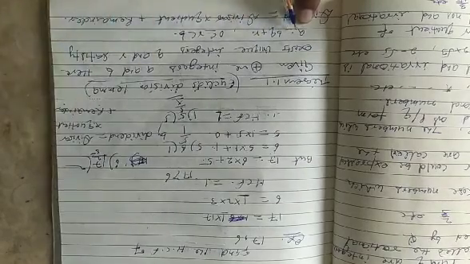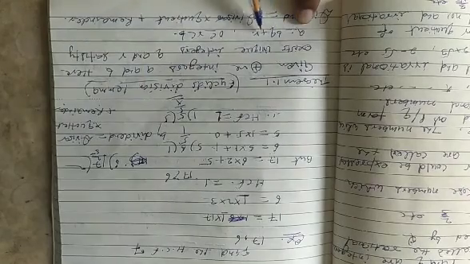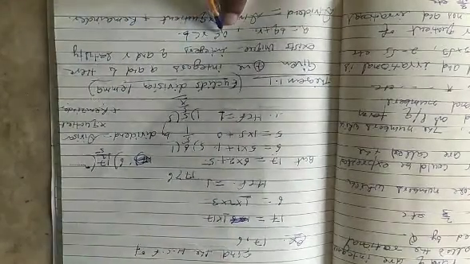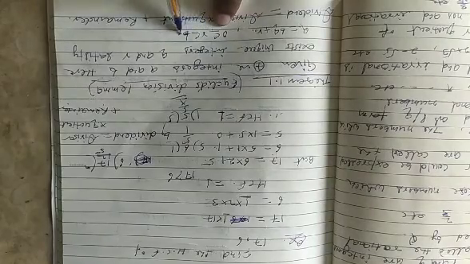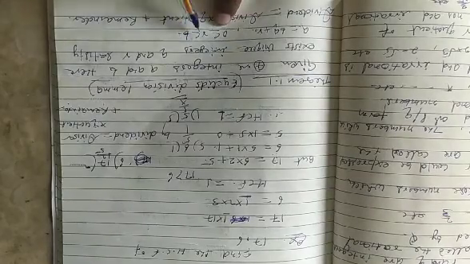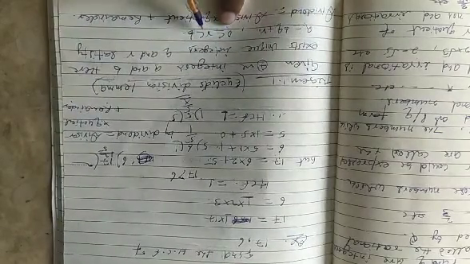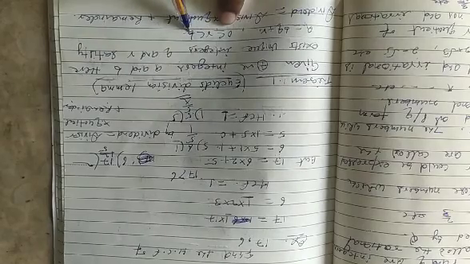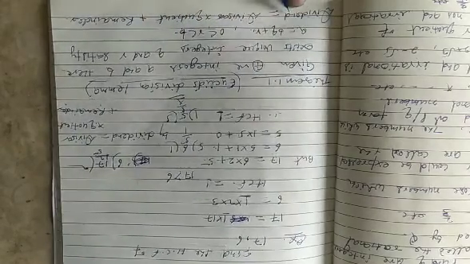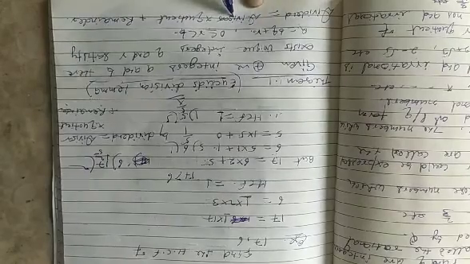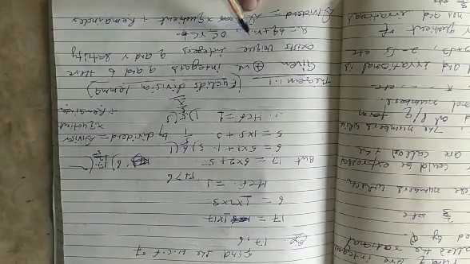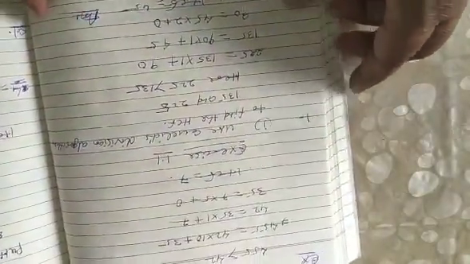Just like we have discussed here, dividend equal to divisor into quotient plus remainder. The condition is that 0 is less than or equal to r, and r is less than b. Here it will be only less than. That means the value of r will be equal to 0 or greater than 0 but less than b. Understood? So with the help of this formula we can find the HCF.